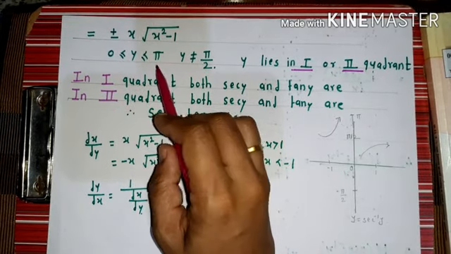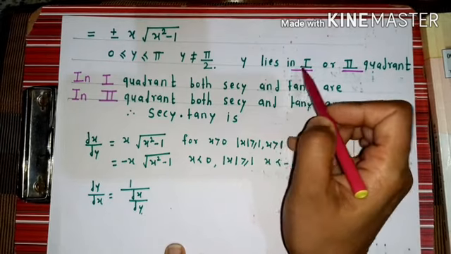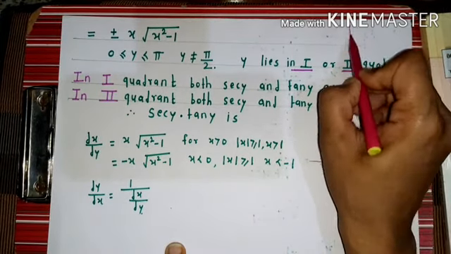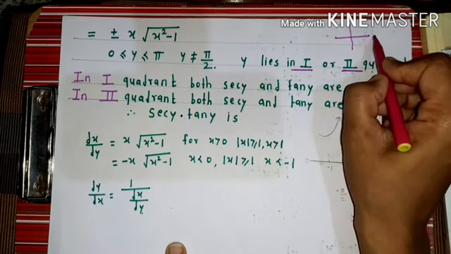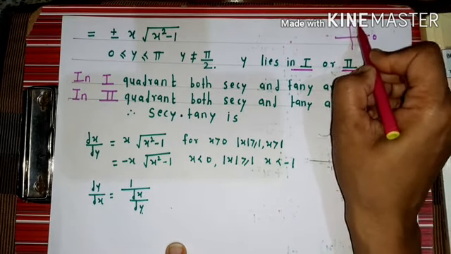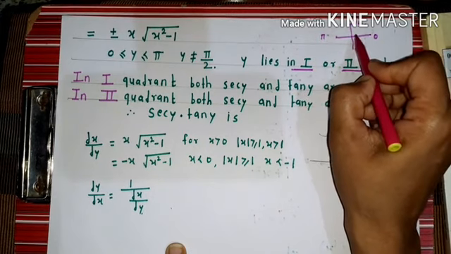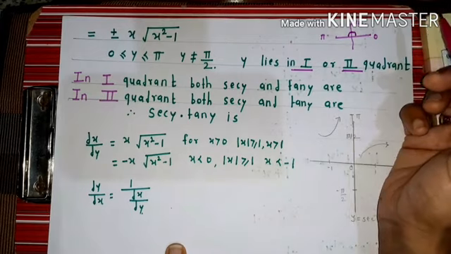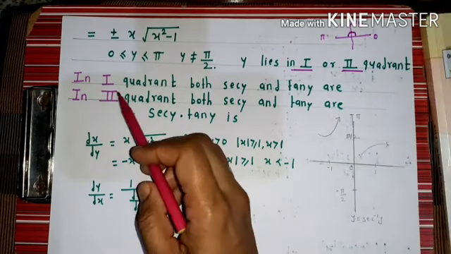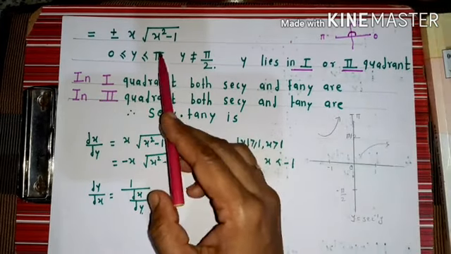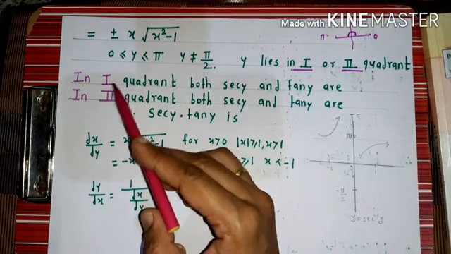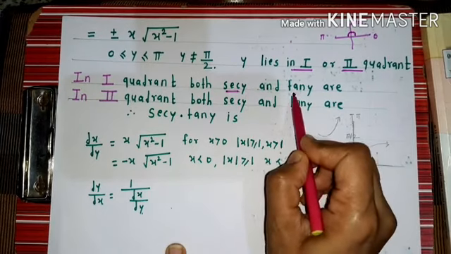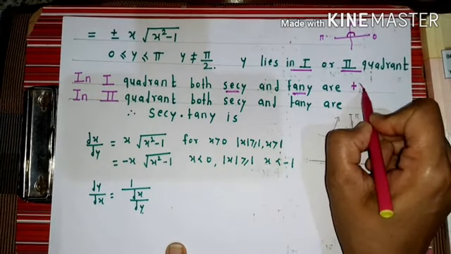y lies between 0 to pi means y lies in the first or second quadrant. This is 0 to pi by 2, and pi by 2 to pi, so y lies in the first or second quadrant. We have the functions sec y and tan y, and we know that in the first quadrant both sec y and tan y are positive functions.